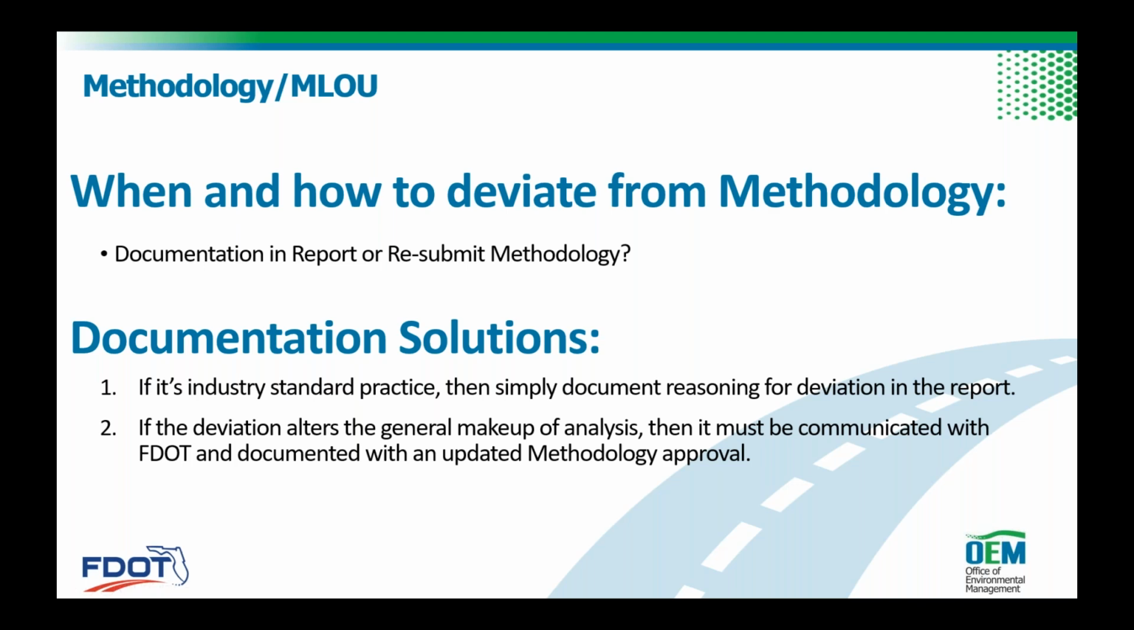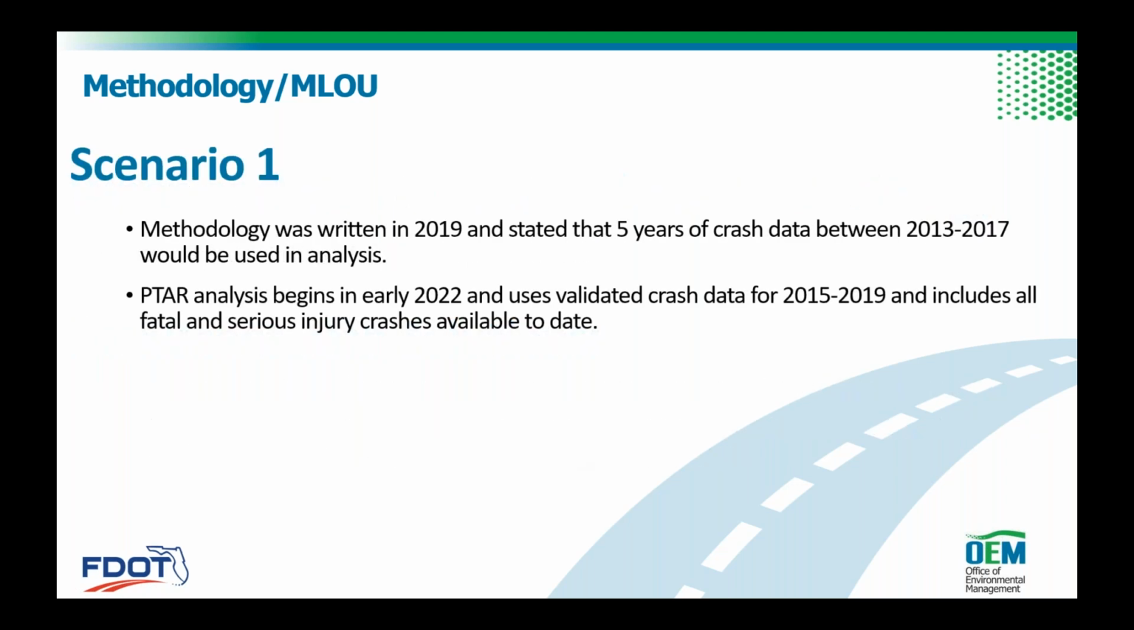All right, so we're going to go over 3 scenarios of these solutions for when and how to deviate from the methodology. They'll start off with the most simplistic form first, and we'll get more complex as these go. So here's the first scenario. I'll read this. Methodology was written in 2019 and stated that 5 years of crash data between 2013 and 2017 would be used in analysis.